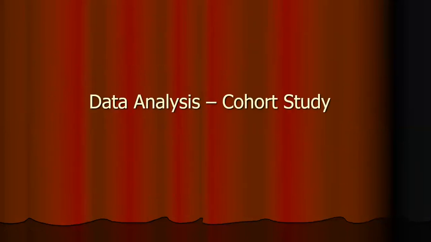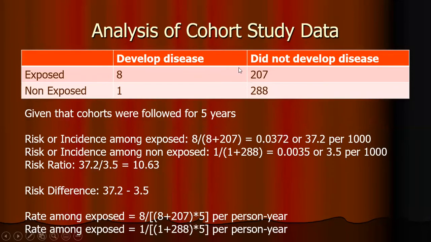How we analyze the data in cohort study. This is a hypothetical cohort study data where 8 individuals who are exposed develop disease as compared to one individual who developed disease from non-exposed group. And given that the cohort was followed for 5 years. So incidence among exposed is 37.2 per thousand and incidence among non-exposed is 3.5 per thousand. So risk ratio is 10.63. Risk difference can also be calculated and rate can be calculated in per person year unit.